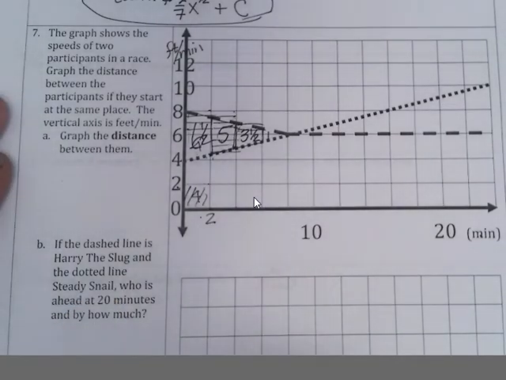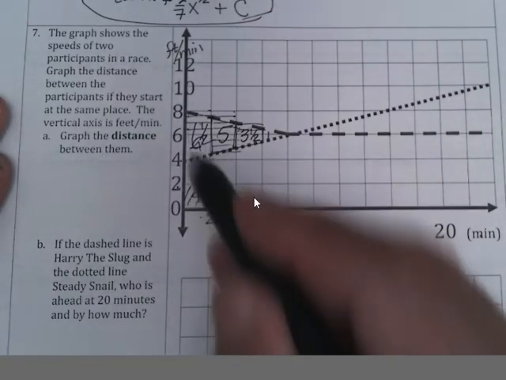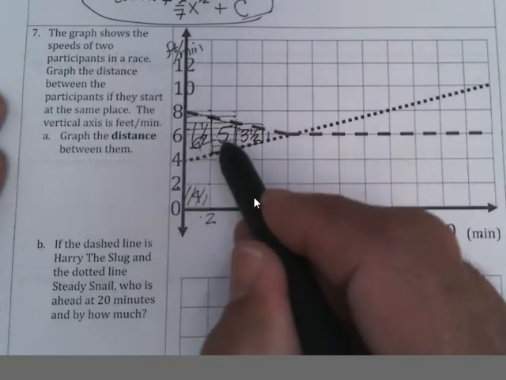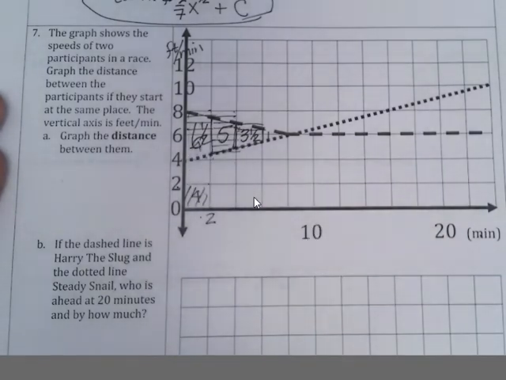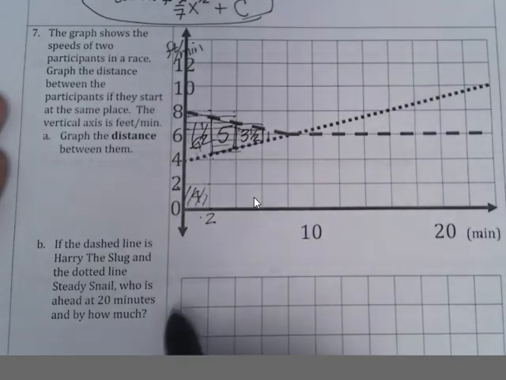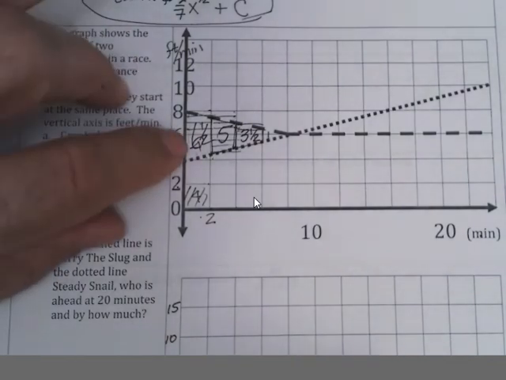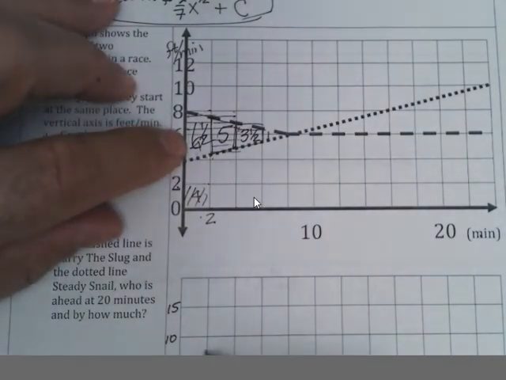And in the first 2 minutes, it would be 6, and then 5, and then 3. So that's going to be 9, 10, 15. So I'm going to go 5, 10, 15. They're going to get 15 apart. The distance between them is going to be 6.5. So there's 6.5 would be about there.